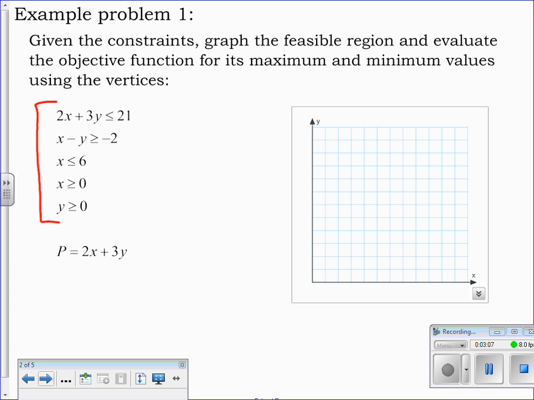So, first one I want to do is I want to graph the first equation, 2x plus 3y is less than or equal to 21. So I get my y-intercept is 7. 1, 2, 5, 6, 7. Is that right? 1, 2, 3, 4, 5, 6, 7. Okay. And then my x-intercept is 10.5. I don't know if I have 10.5 on my x-axis or not. 1, 2, 3, 4, 6, 7, 8, 9, 10.5.